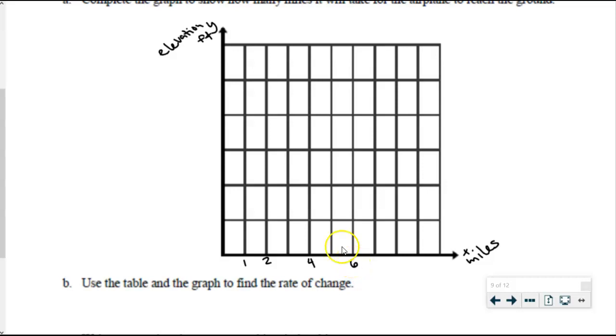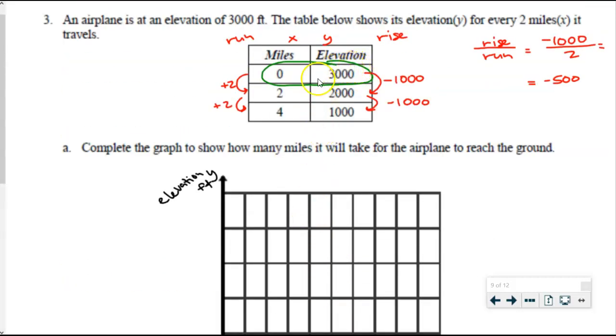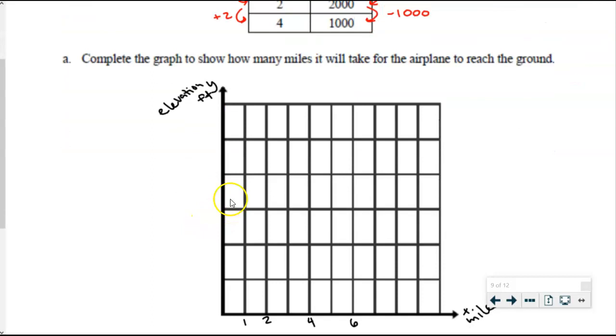The elevation starts at 3,000. That means I definitely should see the 3,000, so what kind of scale do I need in order to make sure that I start at 3,000? If I count by 500s, that'll do it. So 500, 1,000. It makes that 2,000, and this 3,000.